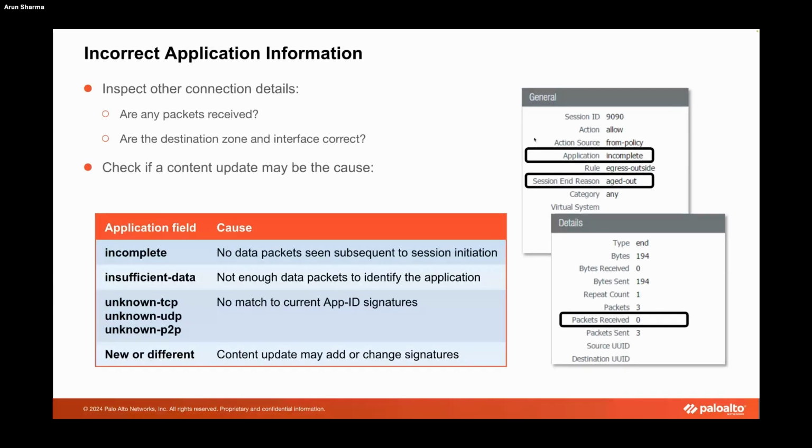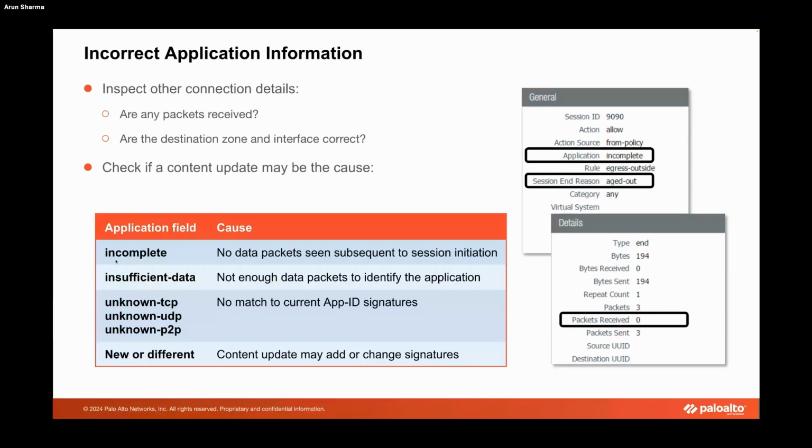So this is the general overview of any traffic that's hitting the firewall. We can have basic info there: what's the session ID, what's the action, and things like that. If for some reason in the application field in the monitor logs we don't see the application name, or we see the status is incomplete, that means the firewall has not seen any packets. Sometimes there could be insufficient data.